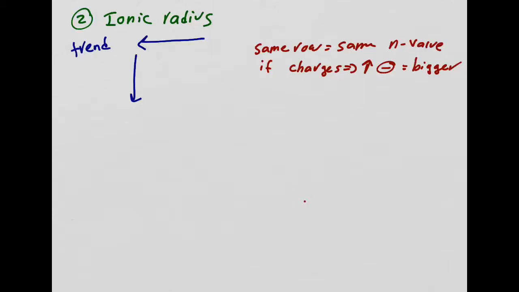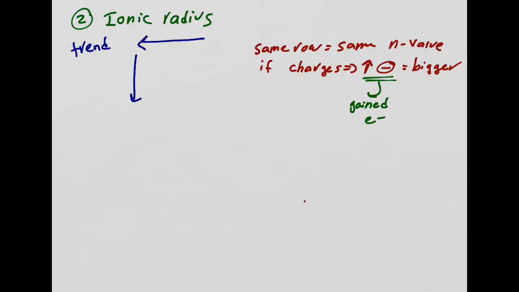Now I'm going to explain this one more time. If I'm on the same row, I have the same n value, right? Now charges then matter. The more negative you are, and negative, what does negative mean? Negative means you gain electrons, right? So it makes sense that if you gain electrons, you are going to be bigger.